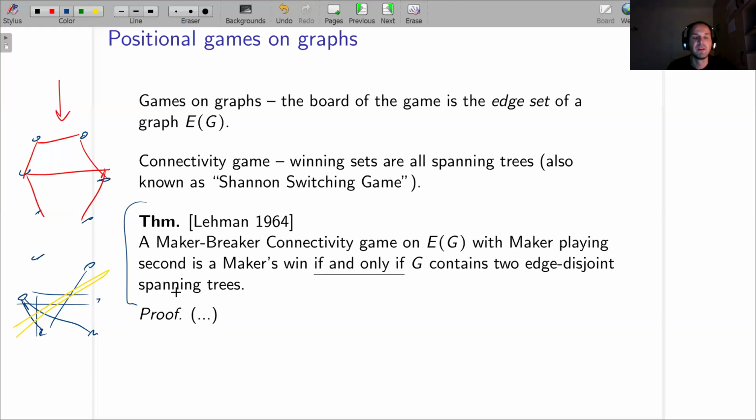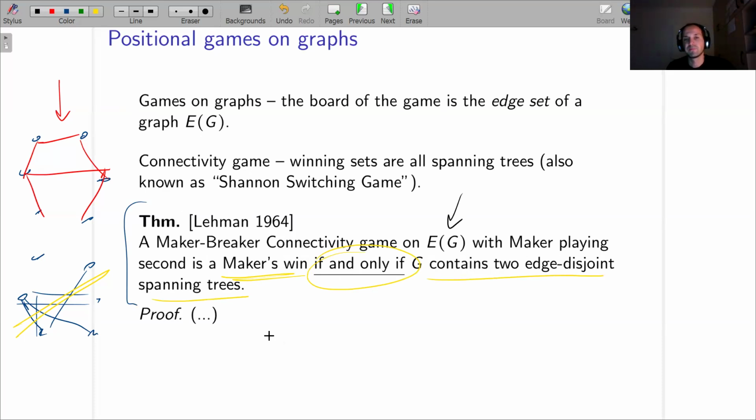And there's this classical theorem of Lehman, also quite interesting, and we can prove it now that we have what we developed already, what I told you so far. The Maker-Breaker connectivity game on the edges of a graph G, with Maker playing second, is a Maker's win if and only if G contains 2 edge-disjoint spanning trees.